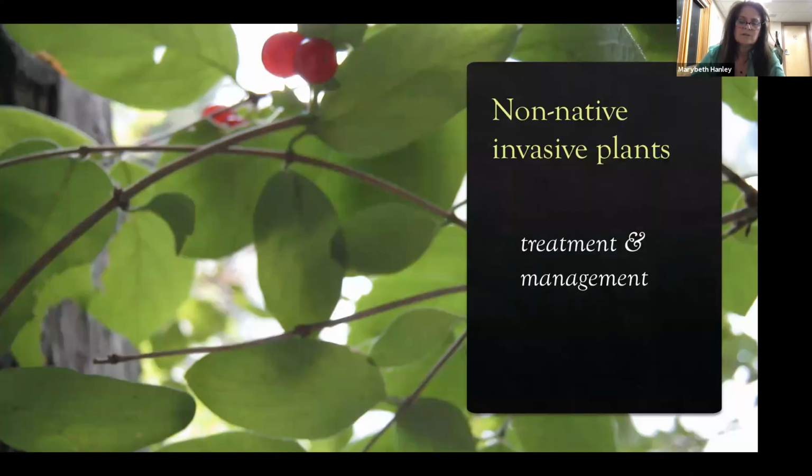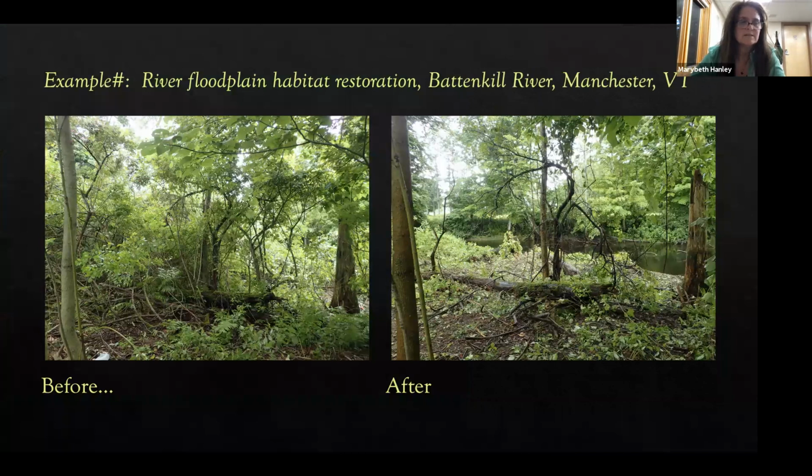So just a little bit about treatment and management in addition to removing non-native invasive plants. This is an example I want to share with you of a river floodplain habitat restoration that we did on the Battenkill River in Manchester, Vermont. And this is an example of combining manual removal with chemical herbicide treatment. So we went in here, and you can see this is what it looked like before. We went in here and removed, mostly, huge invasive honeysuckles, and we removed them manually.